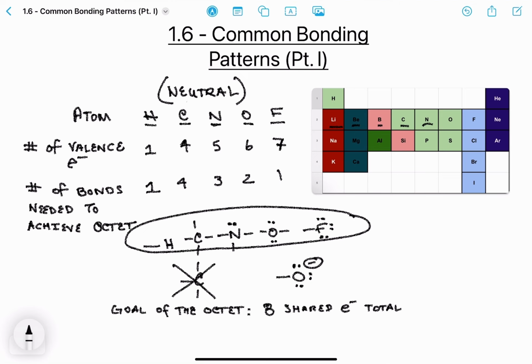But for now, you want to get comfortable recognizing that carbon in its neutral form is going to have 4 bonds around it. Nitrogen in its neutral form is going to have 3 bonds and a lone pair. Oxygen is going to have 2 lone pairs and 2 bonds in its neutral form. Fluorine or any of the halides are going to have 1 bond and 3 lone pairs around it. And then hydrogen, to get its duet, is only going to have 1 bond. So these are the common bonding patterns.